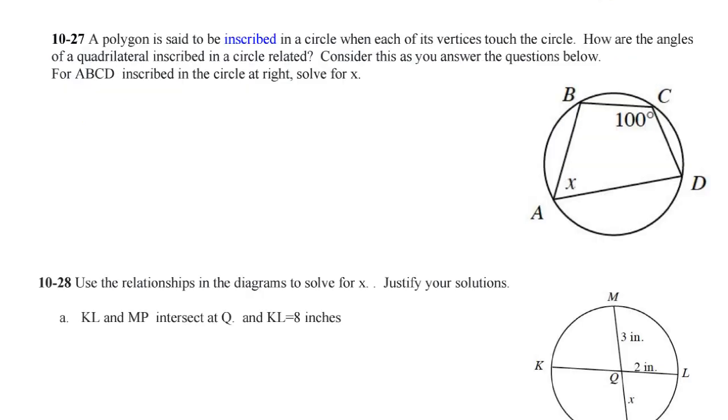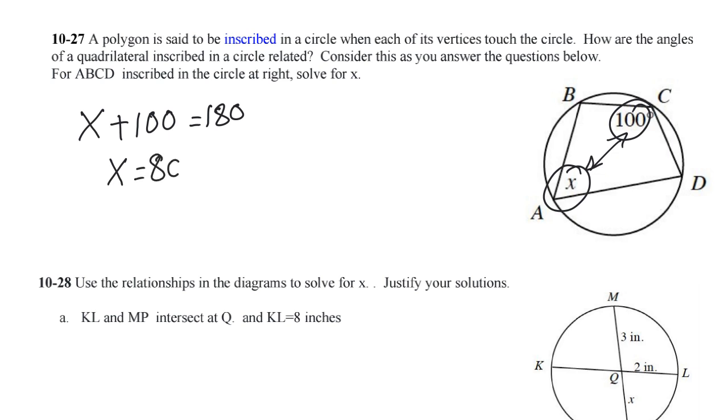Moving on to question 27, when you have a quadrilateral inscribed in a circle, you can say that the opposite angles are supplementary to each other. So x and 100 are supplementary to each other. I can set up an equation: x plus 100 is equal to 180. Subtracting 100 from both sides, x is equal to 80.